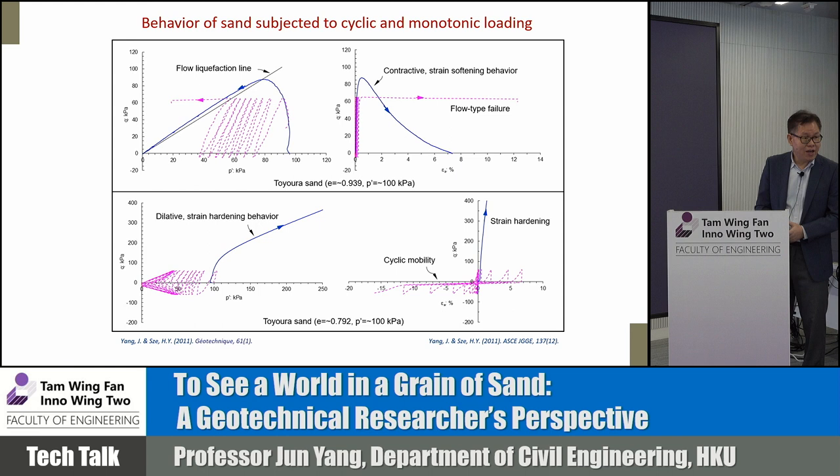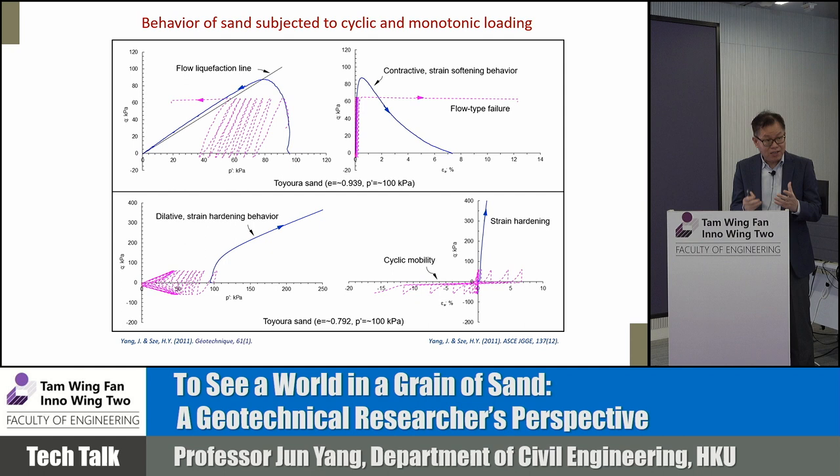This flow type failure is characterized, as I mentioned before, by abrupt, rapid deformation. Of course, this is a big concern in engineering practice. On the other hand, cyclic mobility is pertinent to sand in a dense state. As you can see here, cyclic mobility is characterized by repeated loss and regain of stiffness, along with the development of large deformation. Essentially, cyclic mobility is related to the dilative strain hardening behavior of sand under monotonic load. So the key message here is that the density or void ratio of sand is a critical factor for its behavior.